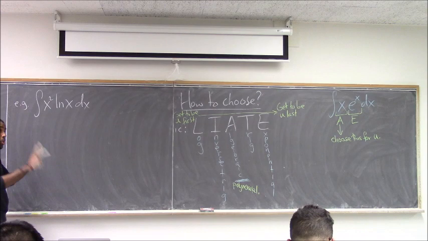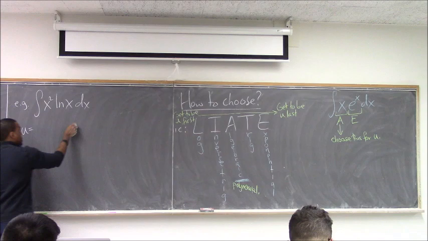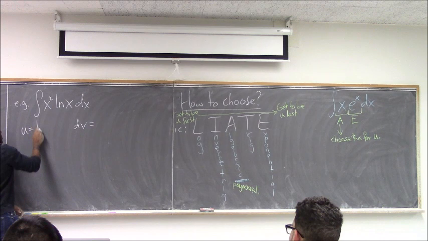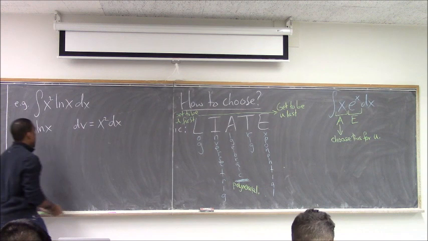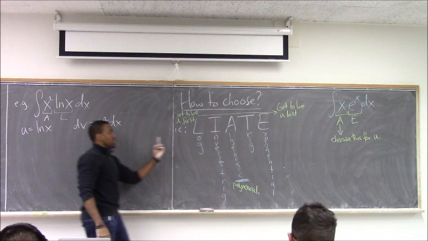Now, once you know I'm going to do integration by parts, next thing you have to do is make the choices. What is u? What is dv? Well, what is u? ln. And what is dv? x squared. It's going to be the other guy. And why? Because this guy is L, this guy is A. In this list, L comes before A. The L gets to be the u.